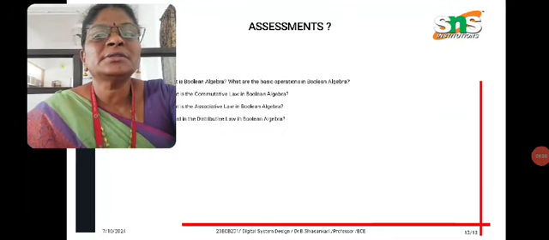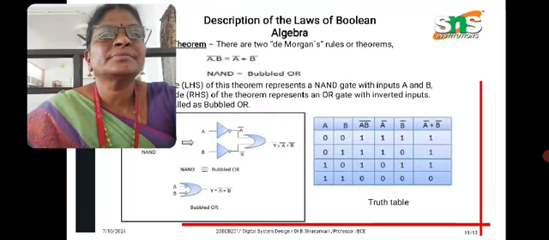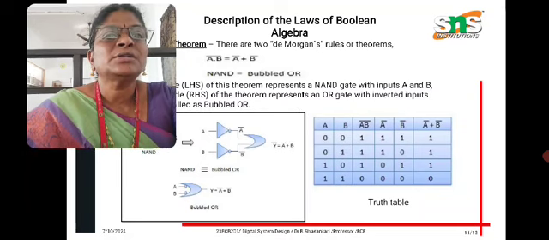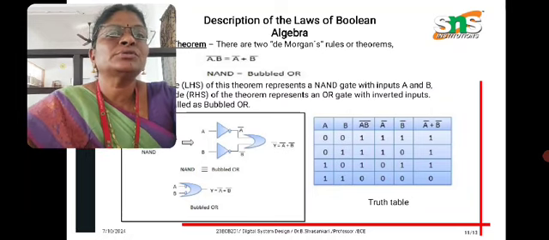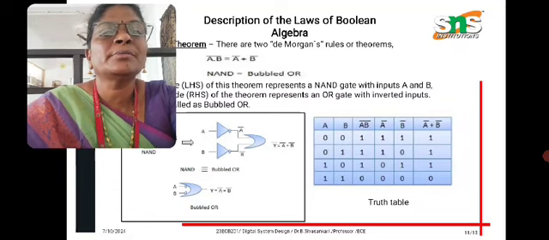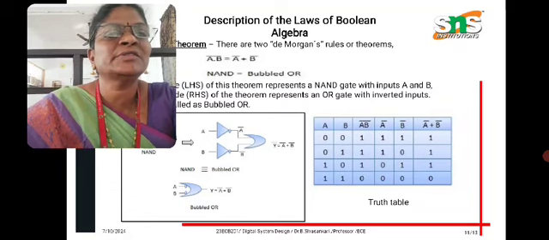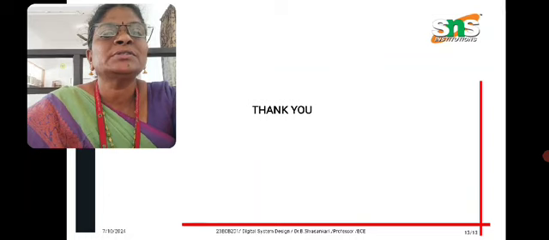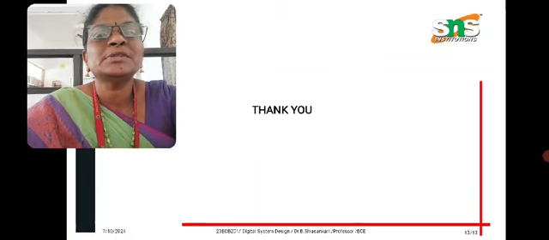Another theorem here is the duality theorem and the principle of duality. There are two De Morgan's rules here. De Morgan's theorem has two parts. One is A dot B whole bar is equal to A bar plus B bar. This is the first rule. And the next one is A plus B whole bar is equal to A bar dot B bar.